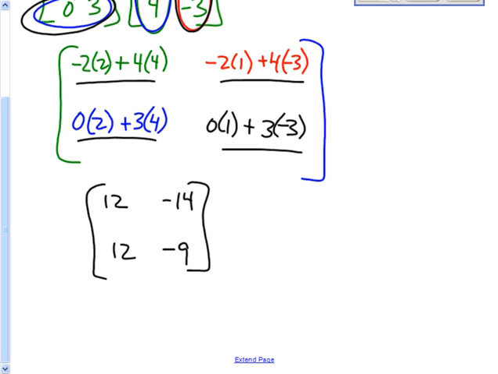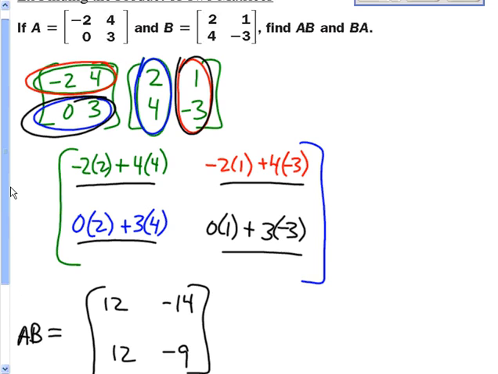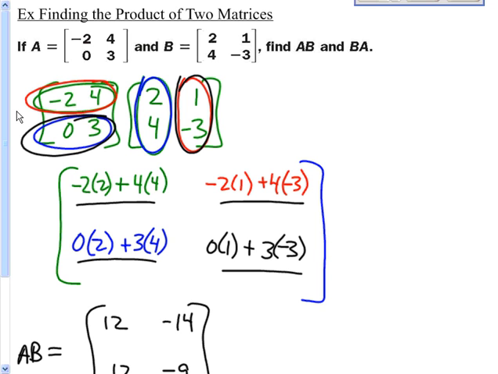All right, so that's AB. This is matrix A times matrix B. That's what it gave us: 12, negative 14, 12, negative 9. So let me make a note of that. AB: 12, negative 14, 12, negative 9.